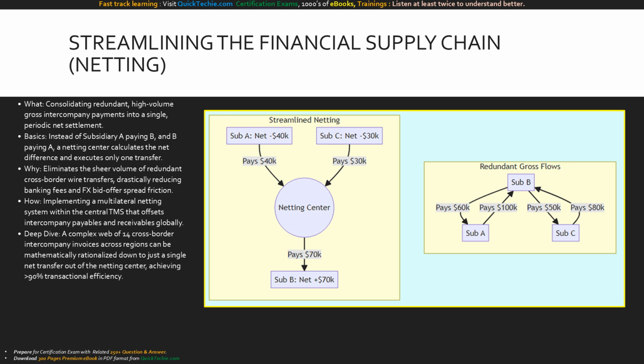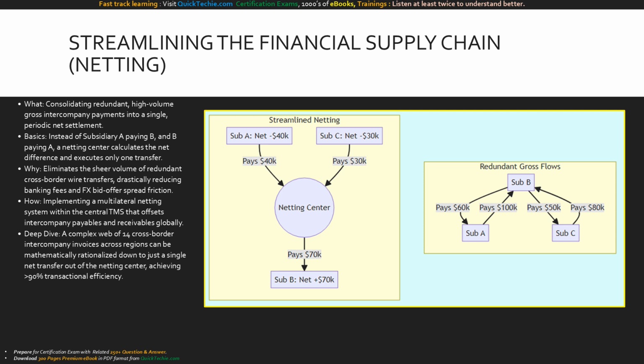Why is this a mandatory streamlining tactic? Because it instantly eliminates the sheer volume of redundant cross-border wire transfers, slicing banking fees, and eradicating FX conversion friction. How is it done? We run a multilateral netting engine inside our unified TMS that aggregates global payables and receivables. Let me illustrate this deep dive with hard data. Through multilateral netting, a chaotic web of 14 separate cross-border intercompany invoices can be mathematically compressed into just one single net payment. You are achieving upwards of 90% transactional efficiency simply by rationalizing how money moves internally.